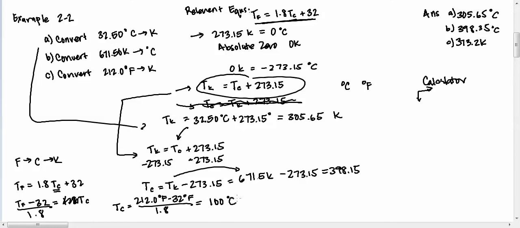Now, if I want to convert that to Kelvin, I just take my temperature in Celsius and add 273.15. And my answer is 373.15.